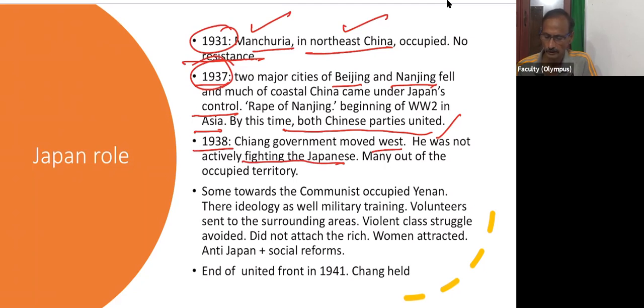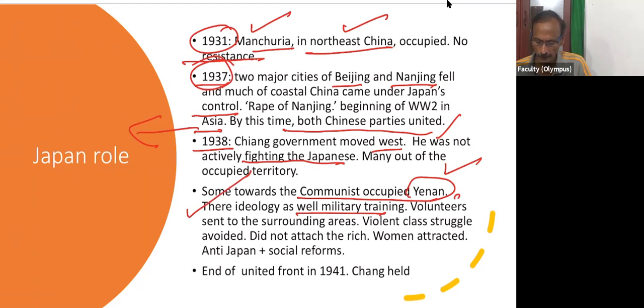Okay. Whereas communists were giving a tough fight. When Japan occupied some areas, the nationalist government moved away, and many people moved along with it, and some people moved towards the areas where the communists were, the area of Henan. And at Henan, military training as well as ideological training was given. And many volunteers came to this area.